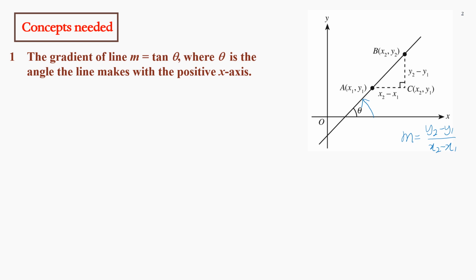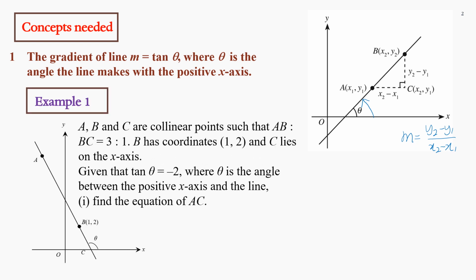I'm going to provide you with an example of how we can actually apply this concept. So let's look at this question. Supposing in this question here, you are given 3 points A, B, C, and they're collinear. Collinear means that these 3 points lie on the same line, right? So you're given the coordinates of B, and you're told that C lies on the x-axis, and you're given tangent theta equals -2, and theta is the angle between the positive x-axis and the line, and you're asked to find the equations of AC.